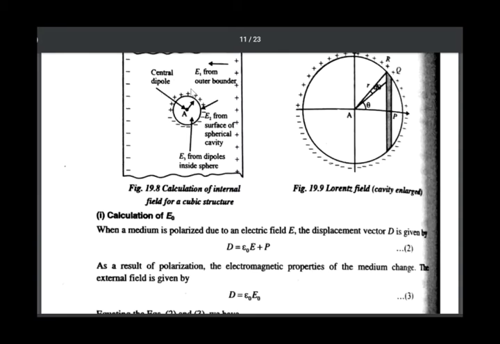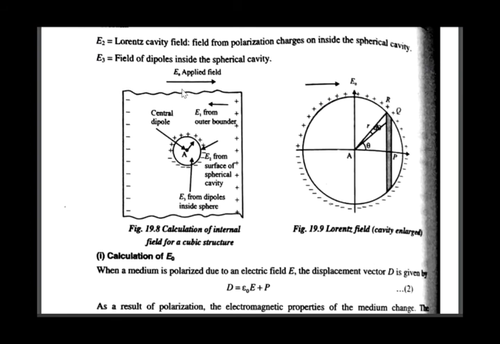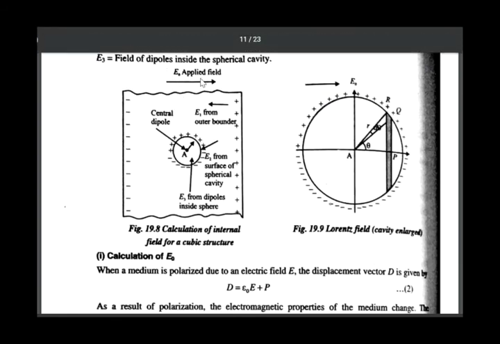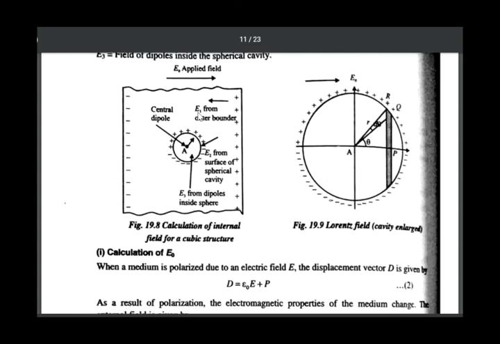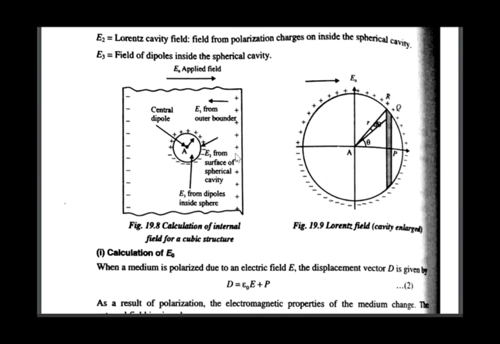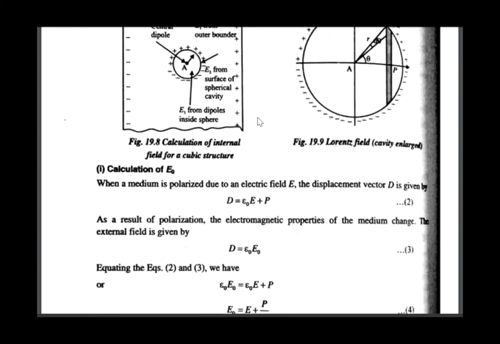And look at the fields written. E1 is directed from positive to negative plate. E1 is the field due to surface charges. E2 is from the surface of the spherical cavity. E3 is from the dipoles inside the sphere. And E0 is the applied field. So look at the applied field. Applied field E0 is from negative plate to positive plate, that is from anode to cathode. E2 is just opposite. E1 is just opposite to that.